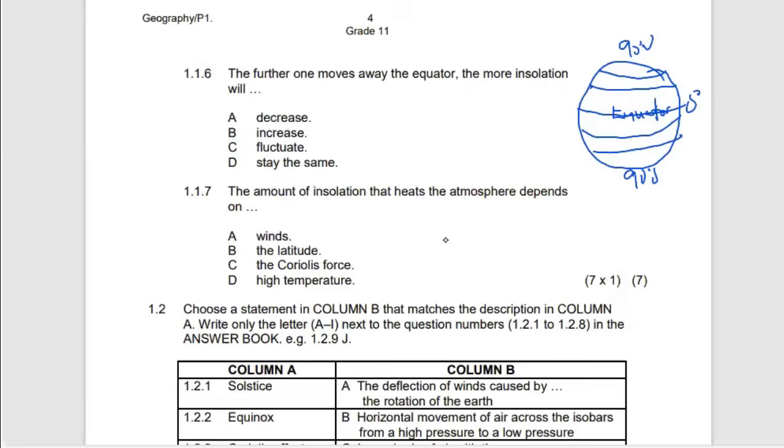What happens to the insolation as you move away to the subtropical, to the subpolar, and to the polar, and also as you move towards the north? If you are increasing your latitude, it means the insolation will... the further one moves away from the equator, the more insolation will. The correct response there is insolation will decrease.